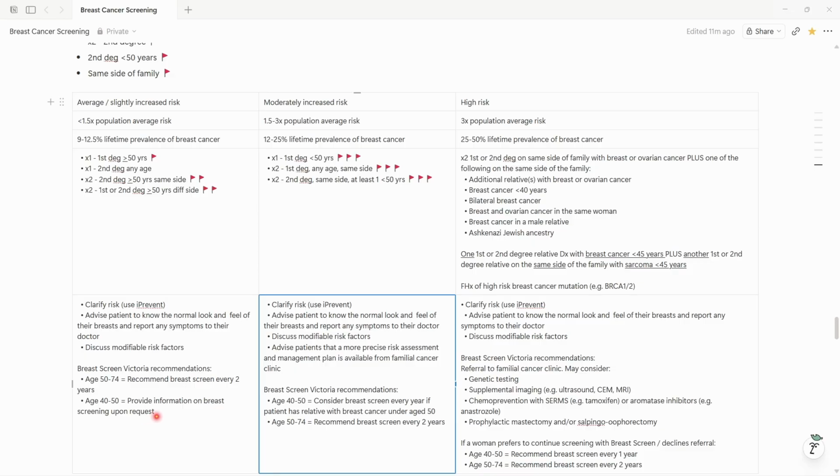For patients at moderately increased risk, it means that they are at 1.5 to 3 times the population risk, and this translates to a 12 to 25% lifetime prevalence of developing breast cancer.